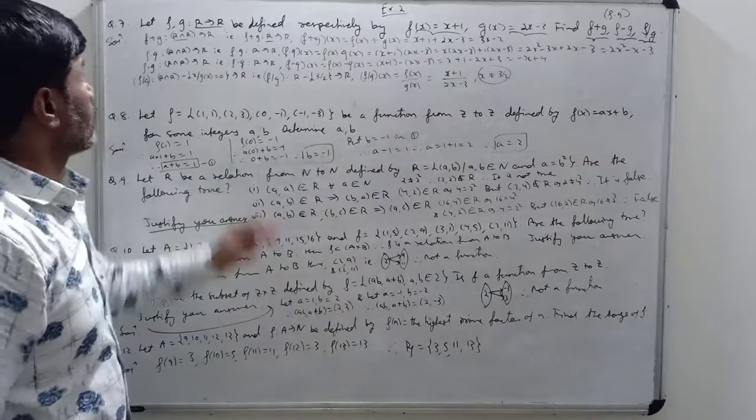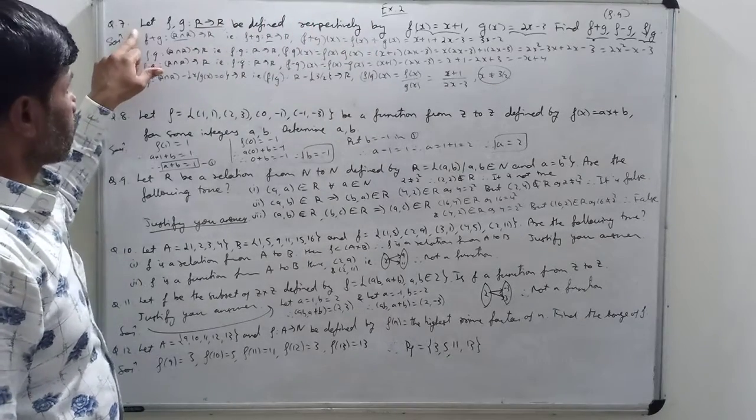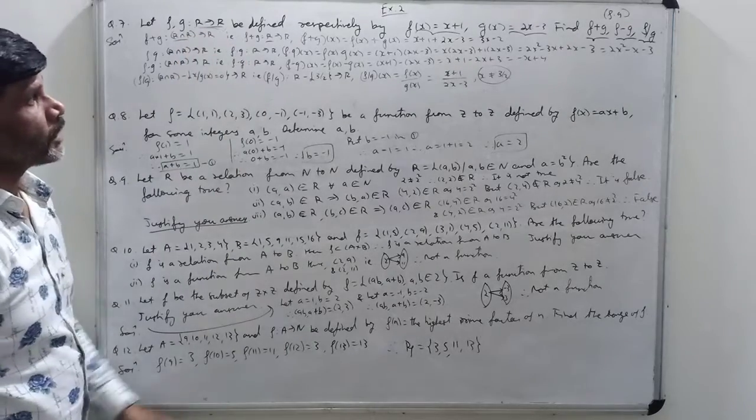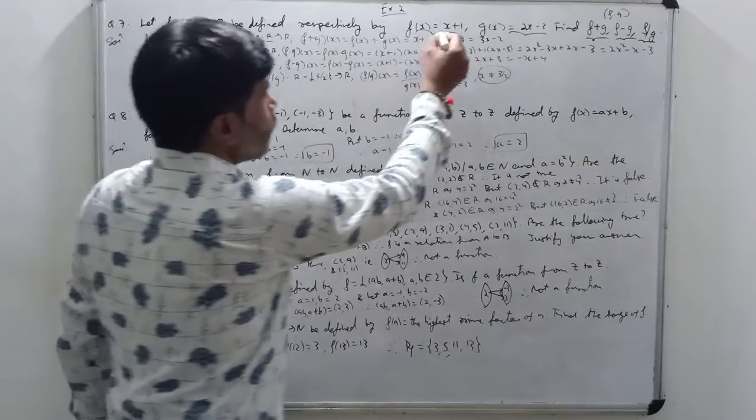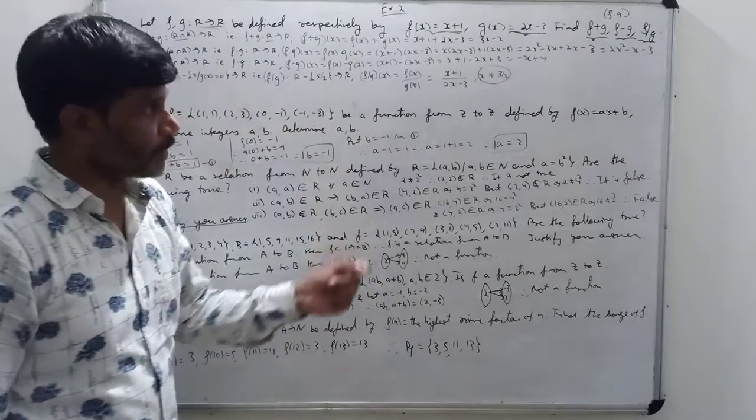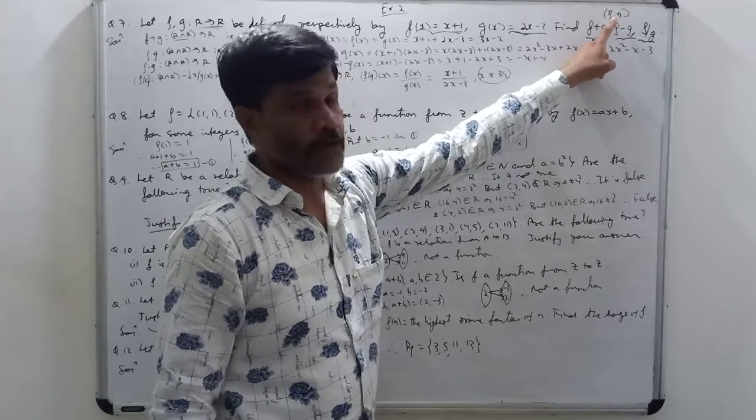Exercise 2, Standard 11, question number 7. Let f and g be functions from R to R, defined respectively by f(x) = x + 1 and g(x) = 2x - 3. We want to find f + g, f - g and f by g, and I have added one extra f into g also.